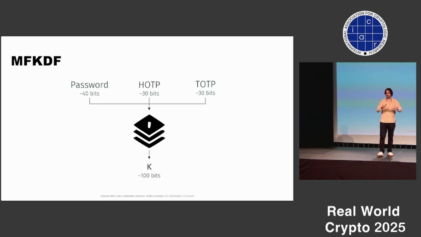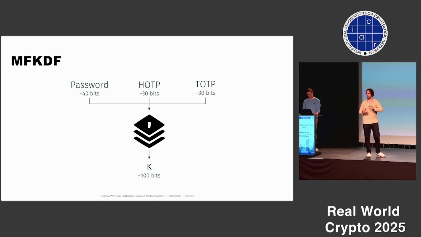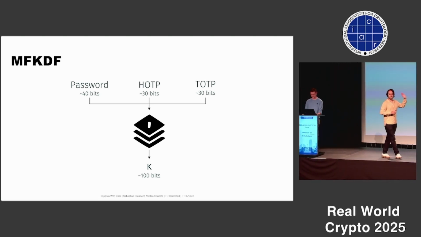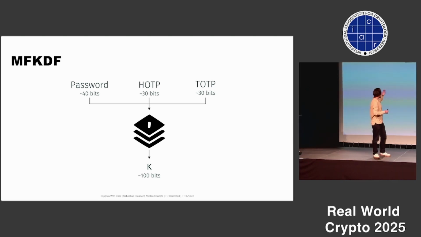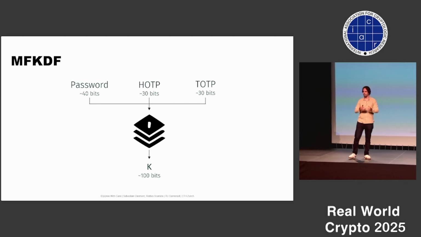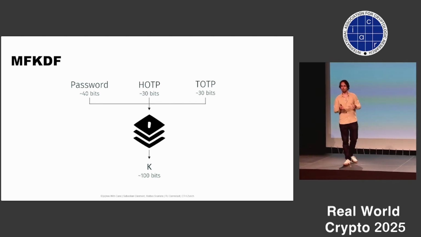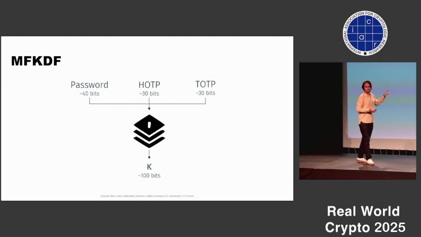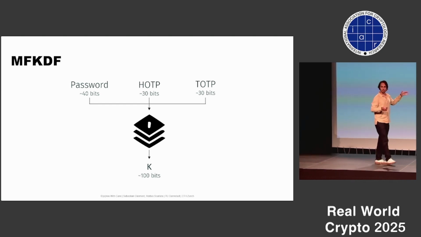And so let's abstract away a lot of the details of MFKDF. Just look at this schematic diagram. We have several inputs, each with different entropies. For instance, in this case, we have a password and some HOTP, TOTP factors with 40, 30, and 30 bits of entropy. What we would want to have at the end is a key with at least 100 bits of entropy. MFKDF does this, but not just this, also more.